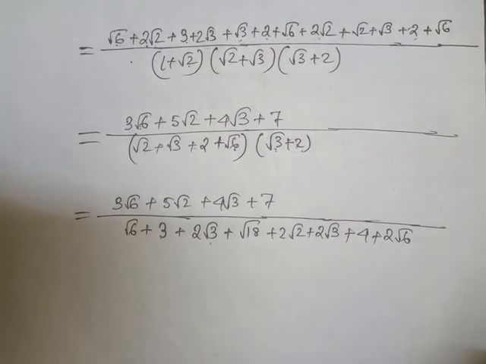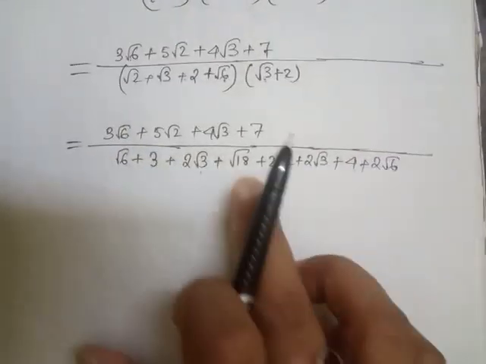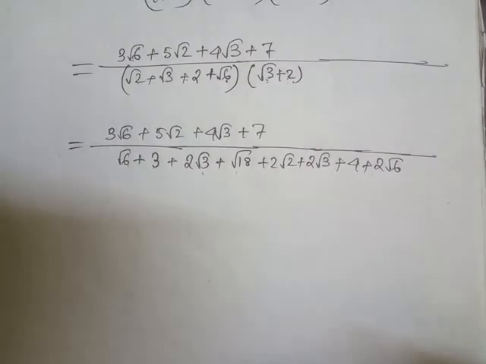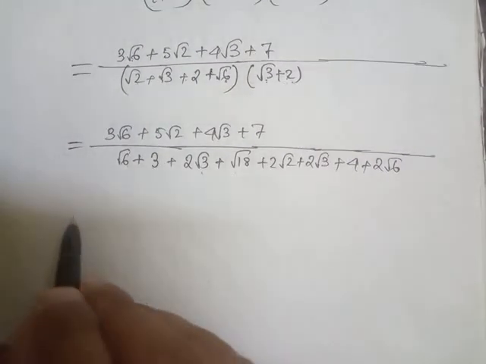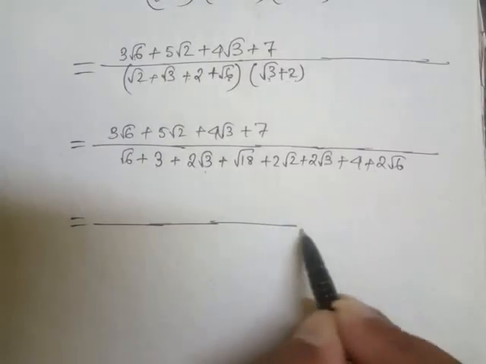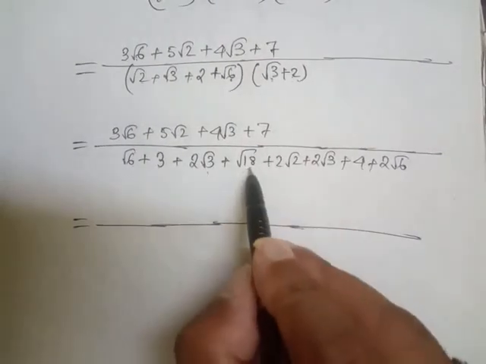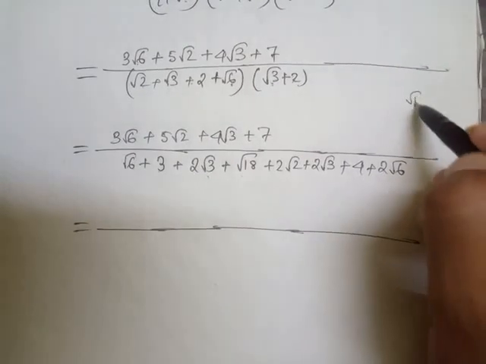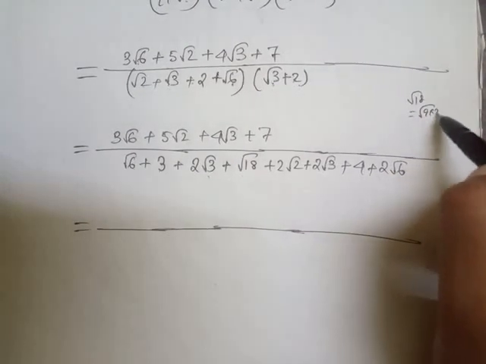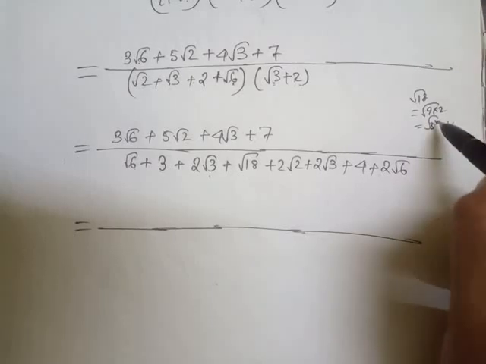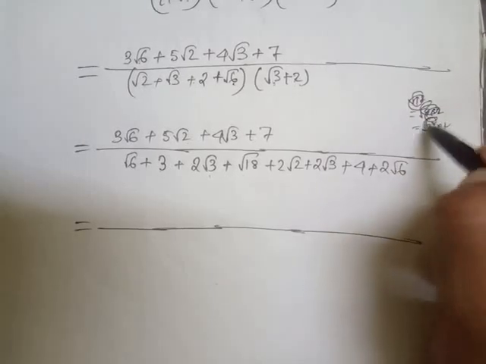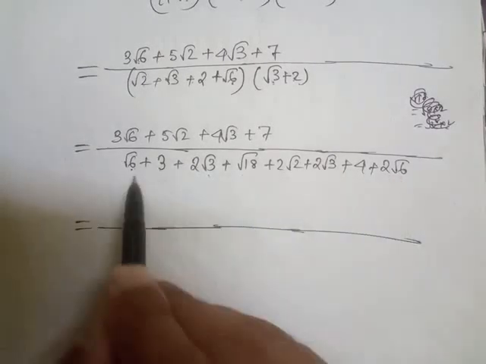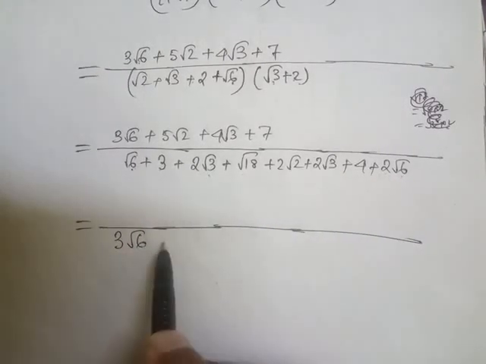Now look students, root 18. If it is 18, then we can say that 9 into 2. Look, root 18 means root of 9 into 2. If it is 9, then 3 square into 2, the square root cancels, means 3 root 2 will be here. So root 6, 2 root 6 and root 6 means 3 root 6 here.